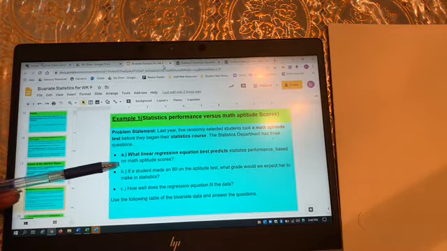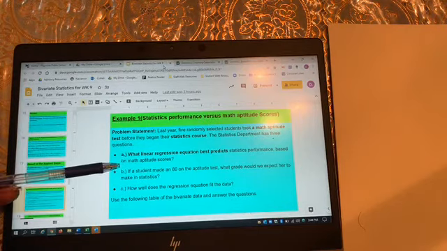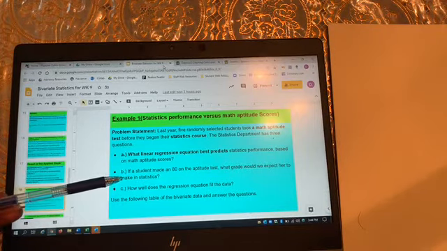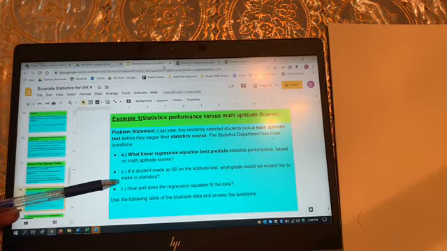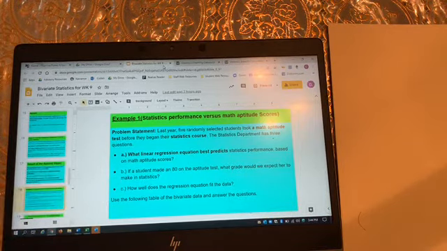They want to find the equation of the line that best fits the points about the 5 students' scores in the aptitude math test and statistics. Second, if a student made an 80 on the aptitude test, what grade would we expect her to make in statistics? The third question is, how well does the regression equation fit the data? These are the 3 questions to be answered through the process of regression analysis, or in this bivariate statistics.